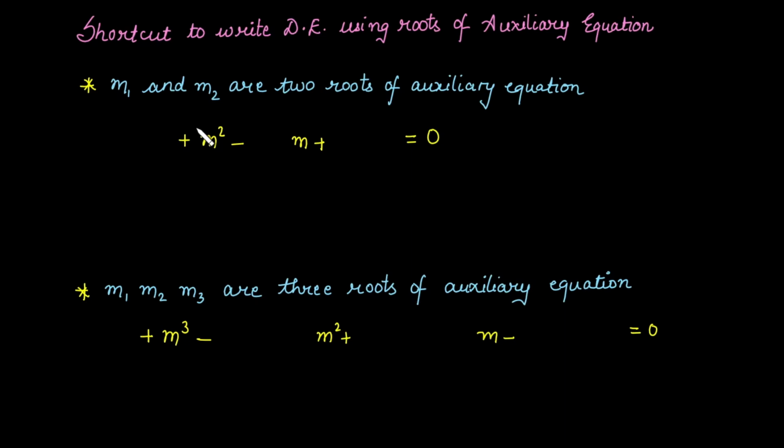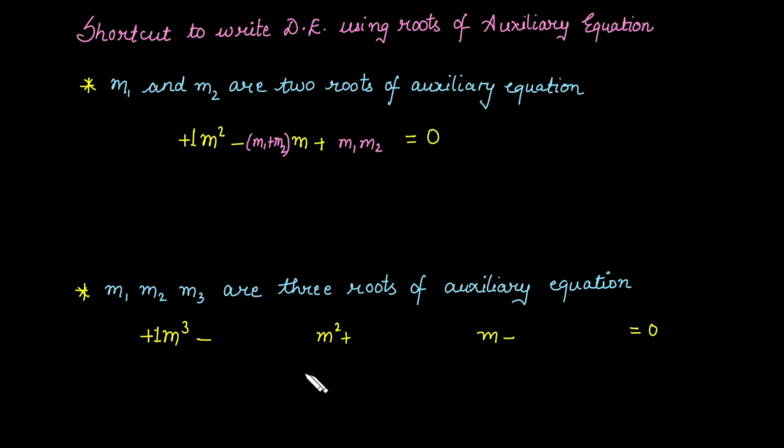In this case, the coefficient of the maximum power is always 1. In this case m square, so its coefficient is 1. It is m cube, means its coefficient is 1. Now, what is the coefficient of m in this case? These two roots are given to you. So, its coefficient is the sum of these two roots. And the constant term is the product of these two roots.